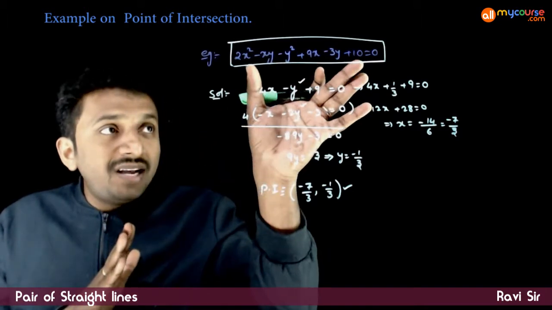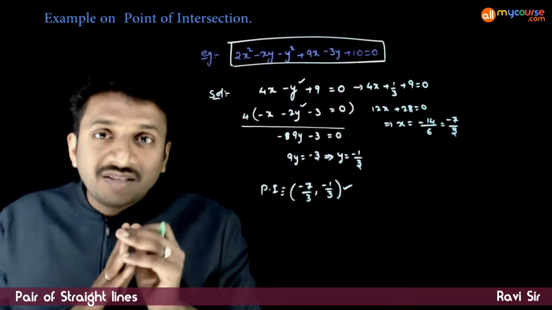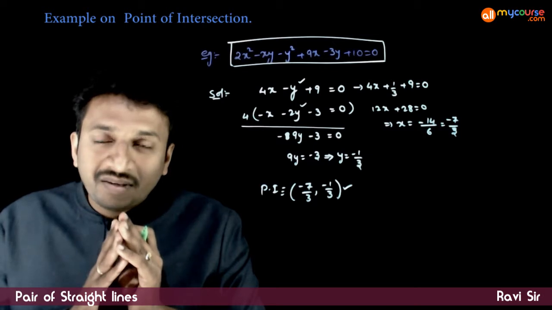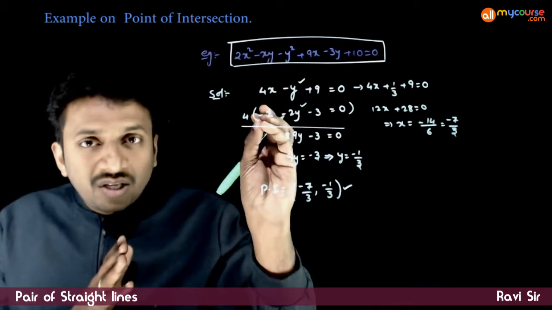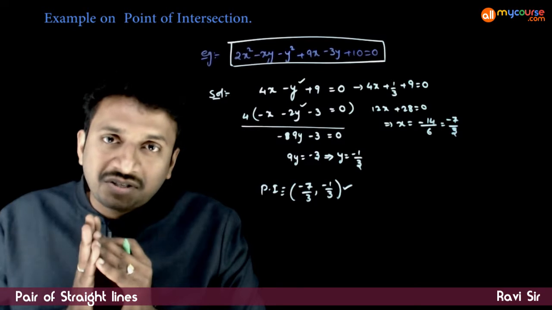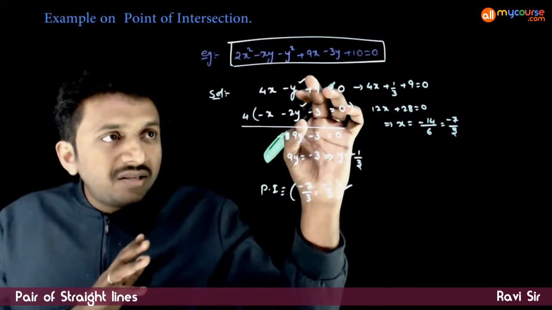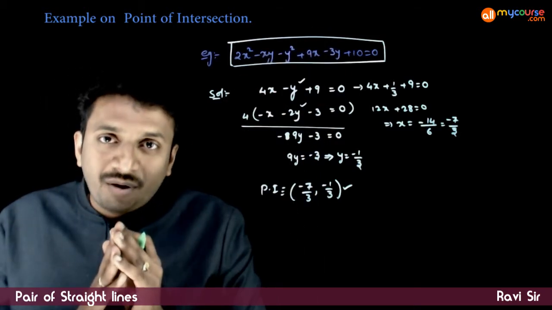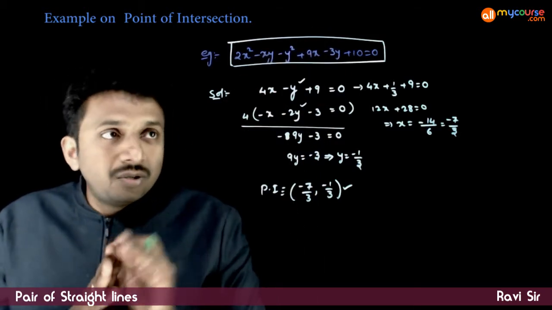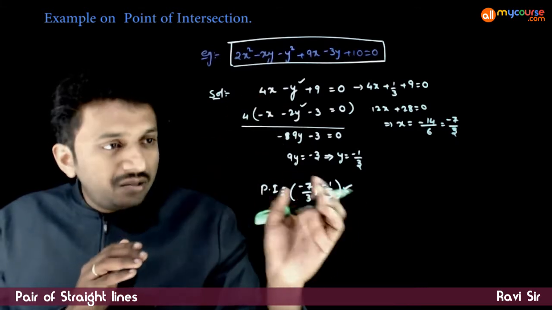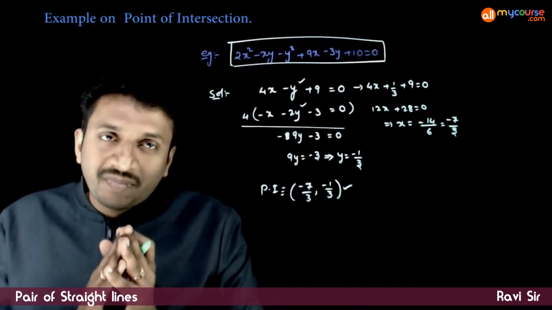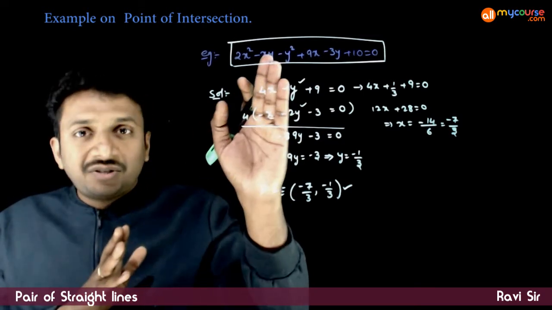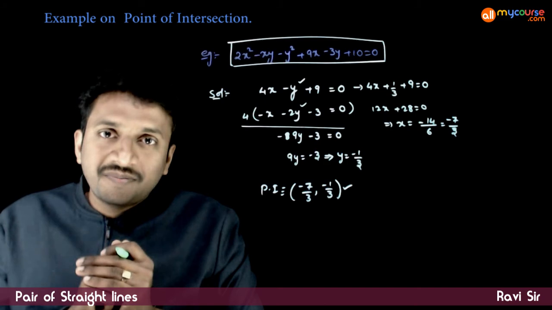If you are asked to find the individual equations which make up this pair of lines, you cannot do partial differentiation and get the answers. This method is only useful in finding the point of intersection. There is no relation between these lines and the lines that make this pair of lines. So do the partial differentiation, solve them, you get the point of intersection. That's it. So partial differentiation will not be useful in factorization of this pair of lines. Thank you.